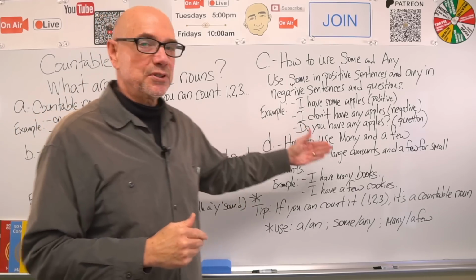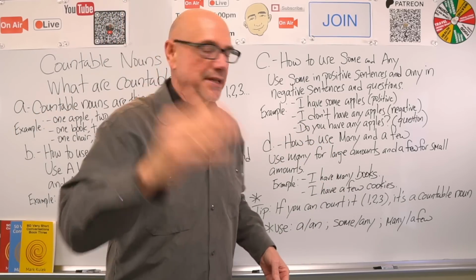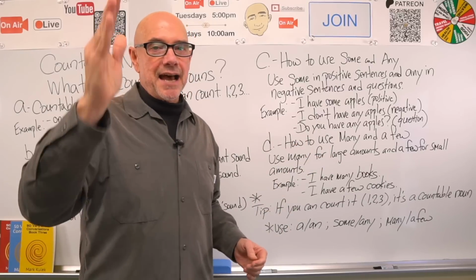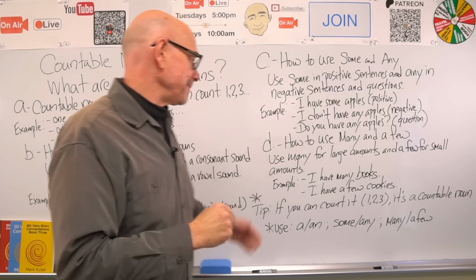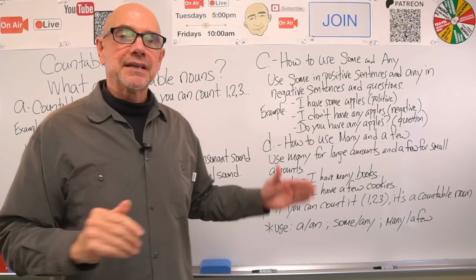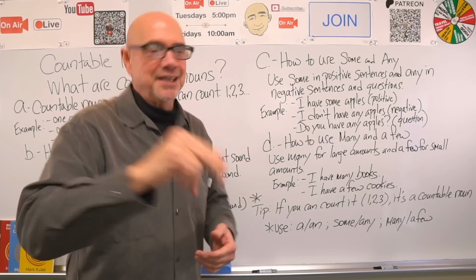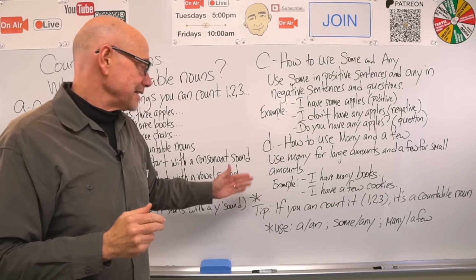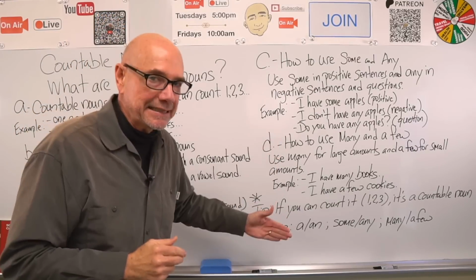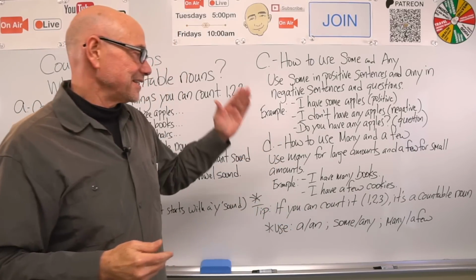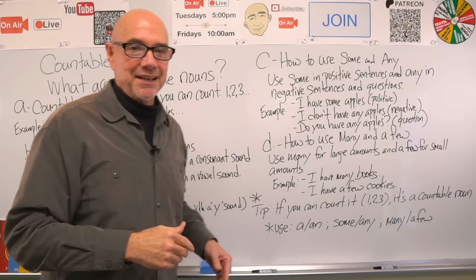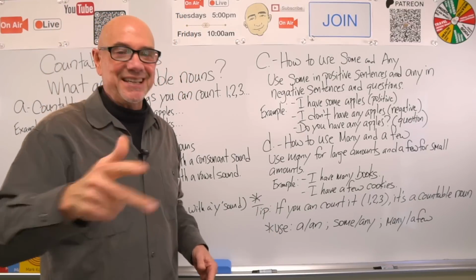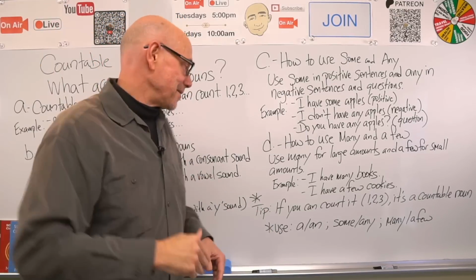Okay, so books, that is our countable noun, and cookies, that is our countable noun, right? I have many books. I have a few cookies. Okay, tip, all right? If you can count it, 1, 2, 3, it's a countable noun.